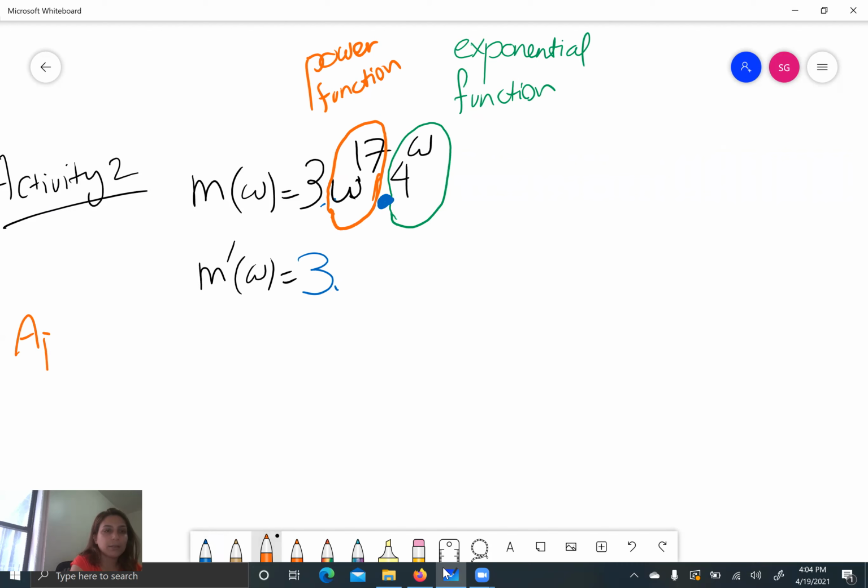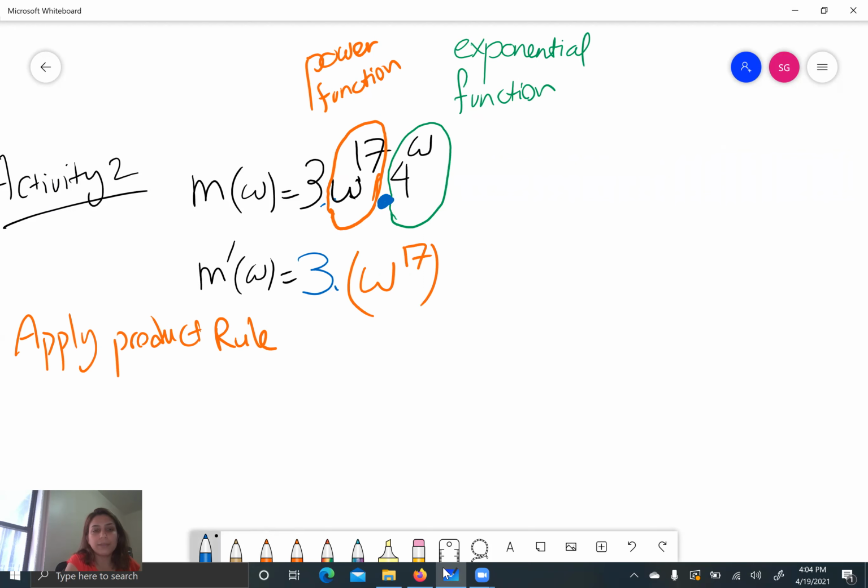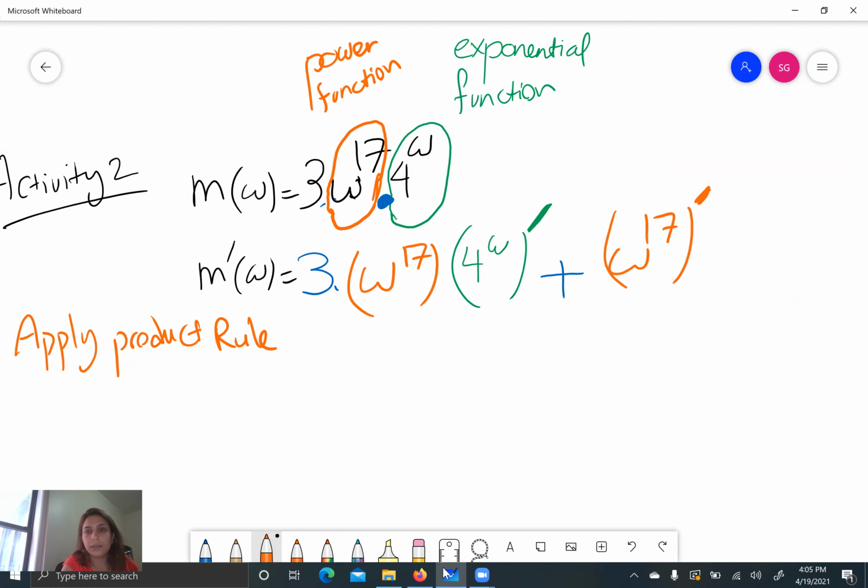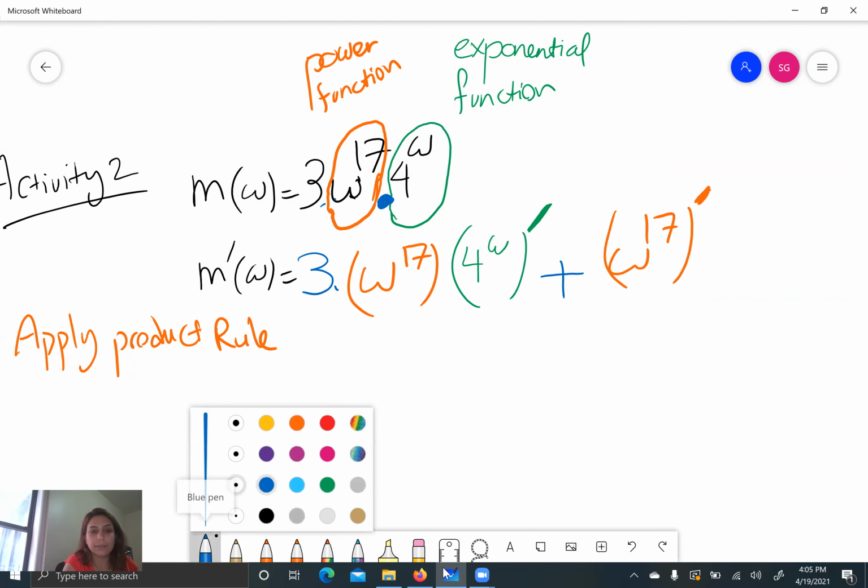Apply the product rule. What does it say? It says take the first function multiplied by the derivative of the second function. So this is the second function, derivative, okay? And then add it to, now switch the position. The derivative of the first one times the second function.